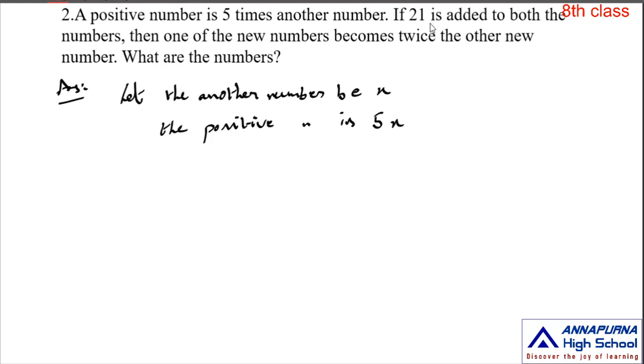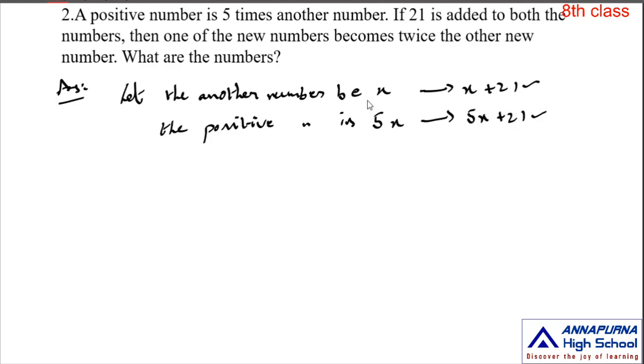If 21 is added to both the numbers, then one of the new numbers becomes twice the other new number. What are the numbers? If 21 is added to both the numbers, here what are the two numbers? Second number is x and the first number is 5x. If 21 is added to both the numbers, then the result is x plus 21 and 5x plus 21. So these are the new numbers.